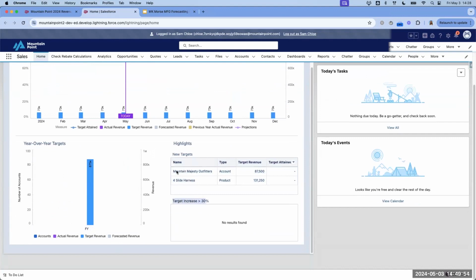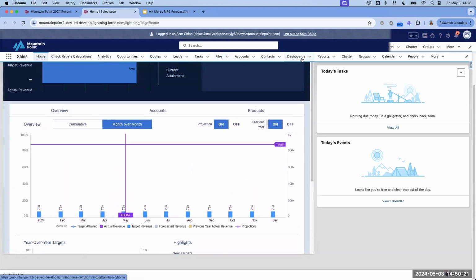And then let's say that I took his Mountain Majesty Outfitters from 10% to 45% of his overall 875,000, it'll highlight down here. So again, that management perspective: set it, forget it. But if there are changes, there are ways to communicate that to the sales team so that they know, hey, now you have a new sales target that you need to work towards. And then what's our attainment towards that?